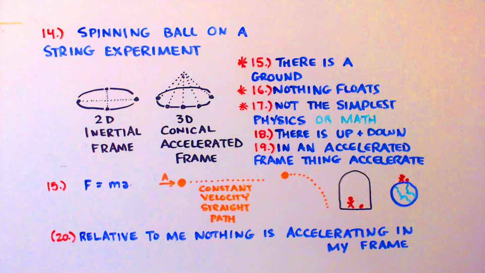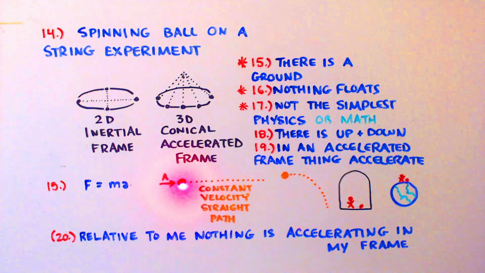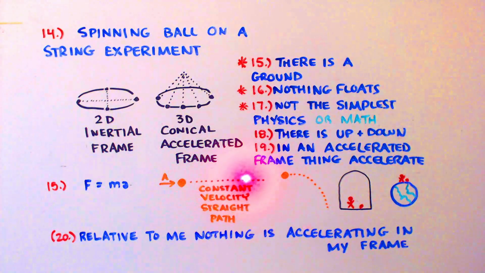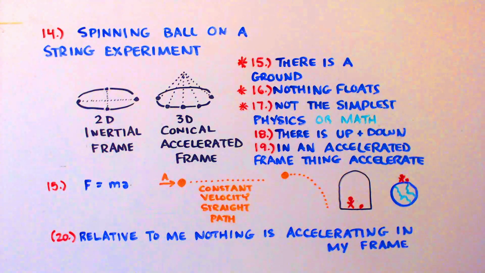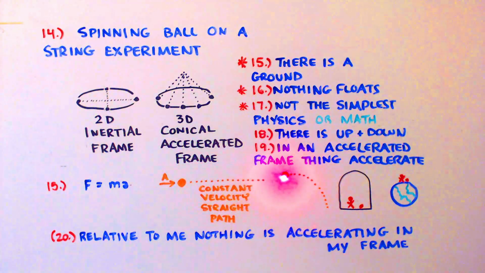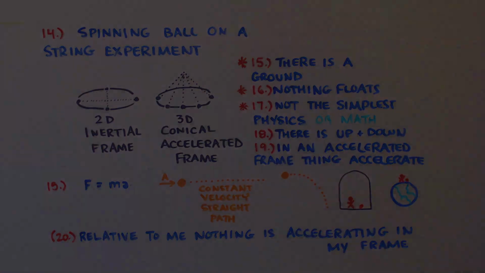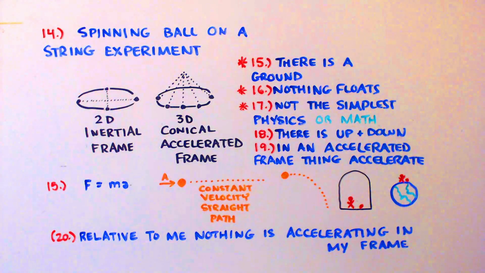15, F equals ma. If you have a ball and you give it some acceleration, once you stop the acceleration, the ball has to move at constant velocity in a straight line if you are in an inertial frame of reference. On Earth, we do not have that. We get a parabola-type shape. Now the rest of these are basically common sense more than laws. But number 15, there's a ground on Earth. Nothing floats. It's not the simplest physics. It's not the simplest of math.